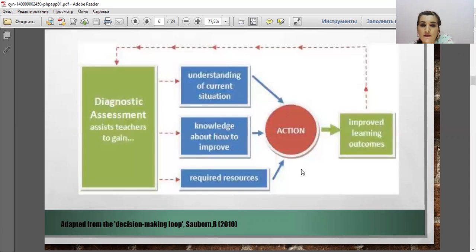So the next, diagnostic assessment assists teachers to gain, as we have mentioned before, understanding of current situation and knowledge about how to improve students' knowledge and required sources, and what kind of sources we could use for the level of our students. And of course, we will do our best to improve learning outcomes of our students.